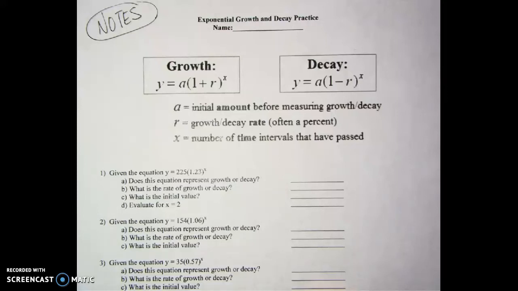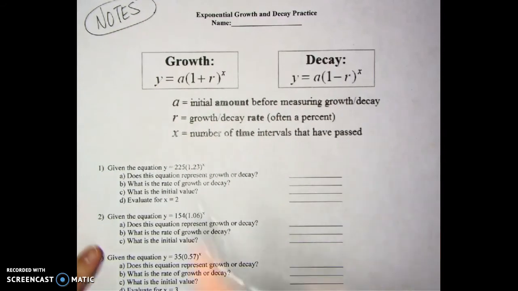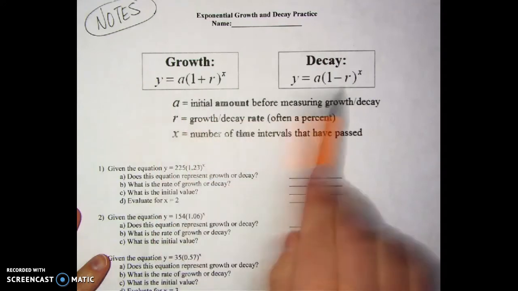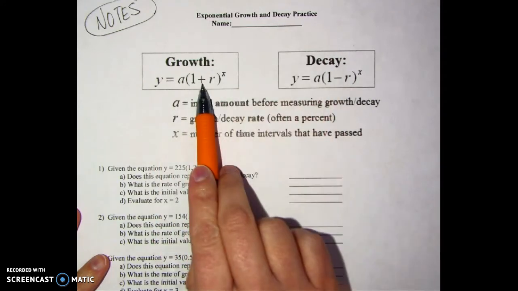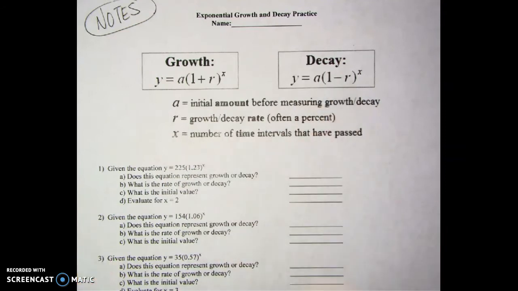Today's video is on exponential growth and decay, and these two formulas up here are what you're going to be using today. For growth, the only difference between growth and decay is that growing is adding and decay is subtracting. That's the only difference between them.